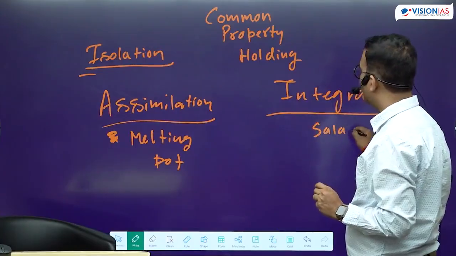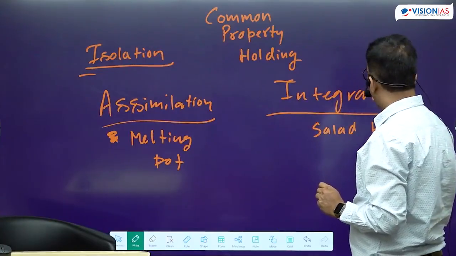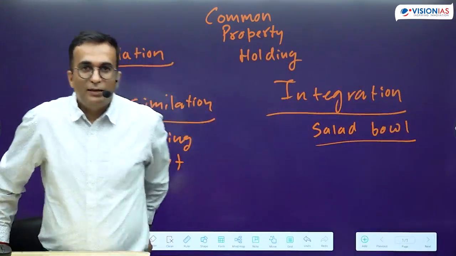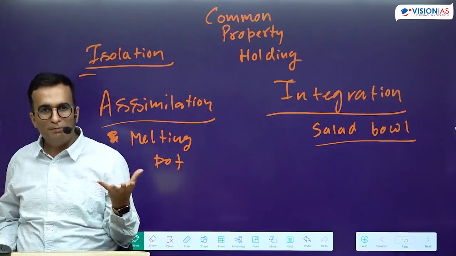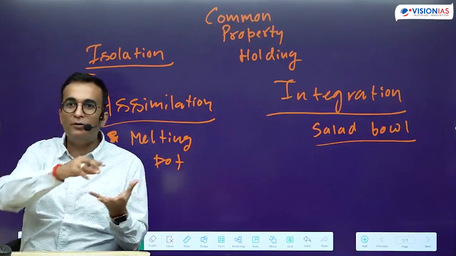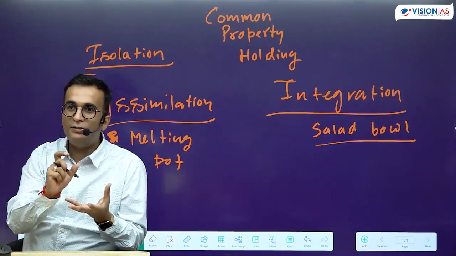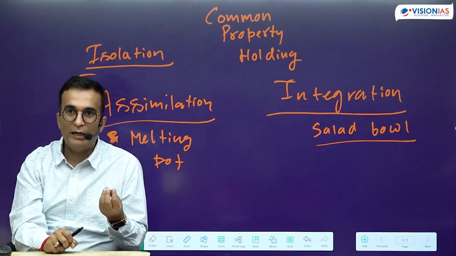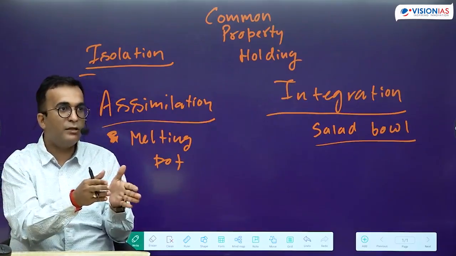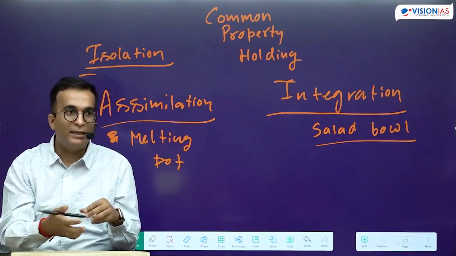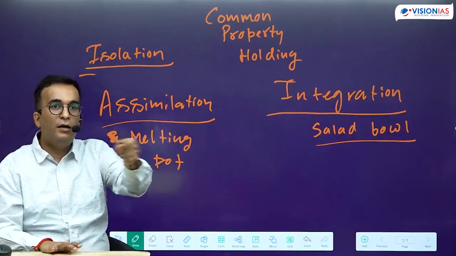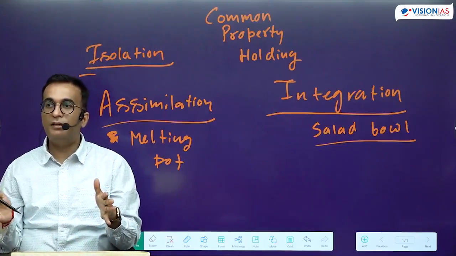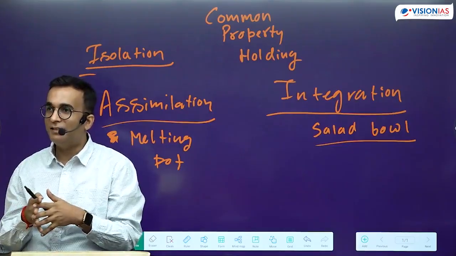So what does salad bowl mean? Let's see, it is like a simple salad bowl. What is in a salad bowl? Each of the vegetables is there, and are they losing their flavor, or is the flavor intact? Intact, okay? But everyone is together, and everyone has their own identity. That is a salad bowl: we all are together, but we all have our own identity, and this is the concept of India, unity in diversity, okay?